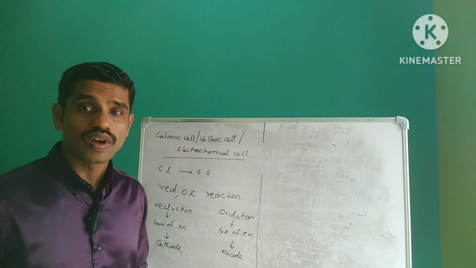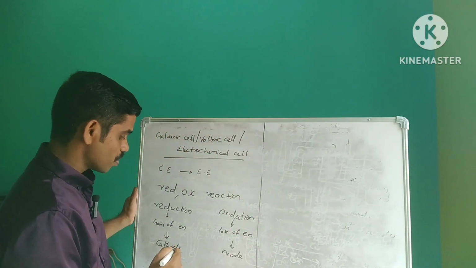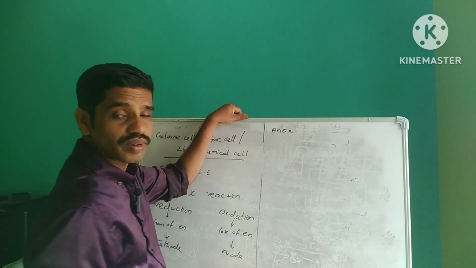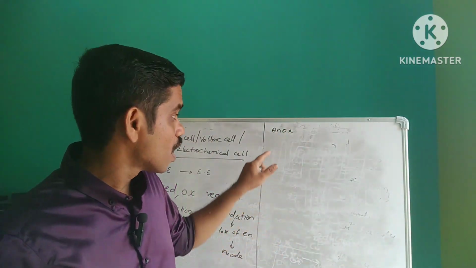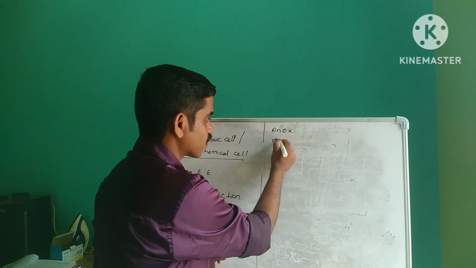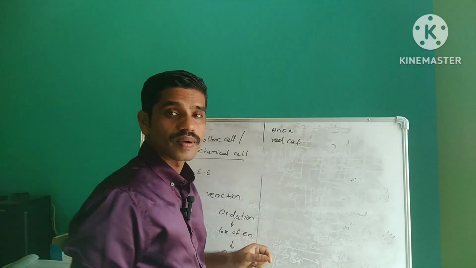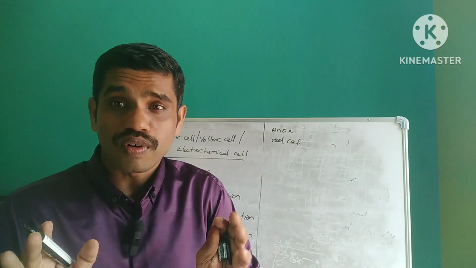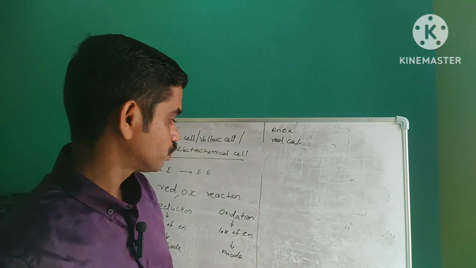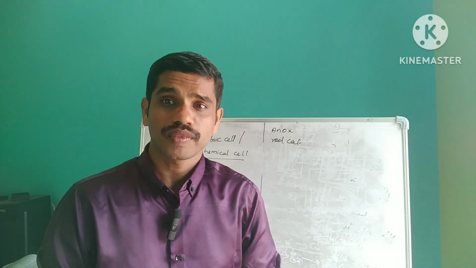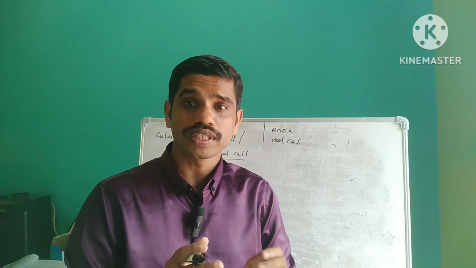You can just remember this by the word anox. Anode oxidation, and red cat: reduction cathode. So you will never forget. Then how is the process happening? That's a question. How is the process happening?